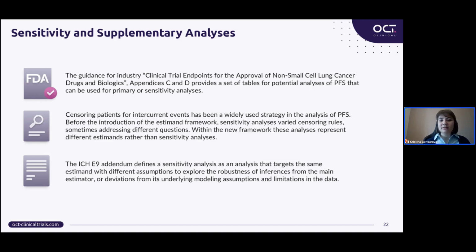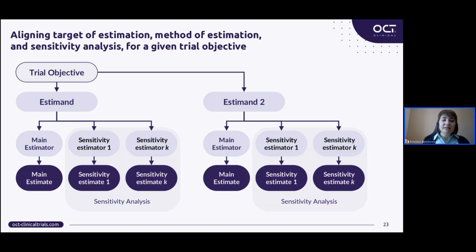The addendum makes a clear distinction between the analyses that target the same estimand, sensitivity analyses, and those that answer different research questions and are associated with a different estimand. Those are labeled as supplementary analyses. As shown on the picture, sensitivity analysis is an analysis that targets the same estimand. It might use different assumptions to explore the robustness of inferences from the main estimator or deviations from its underlying modeling assumptions and limitations in the data.